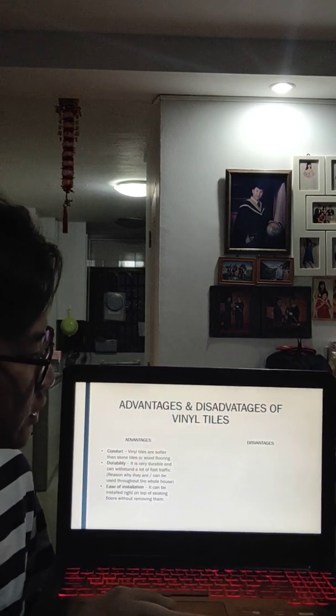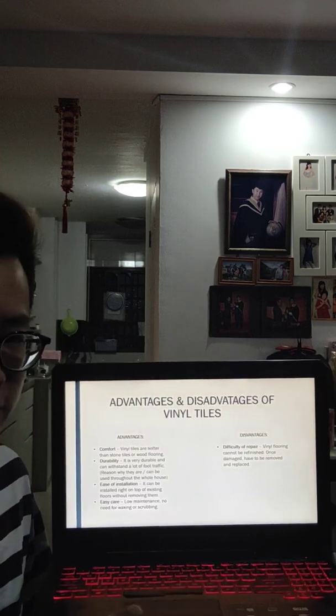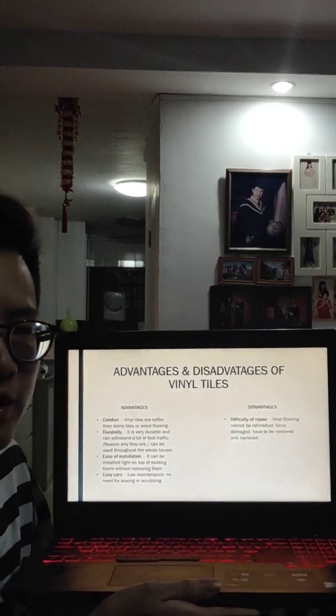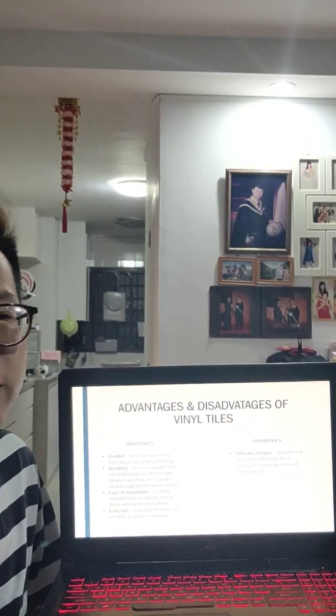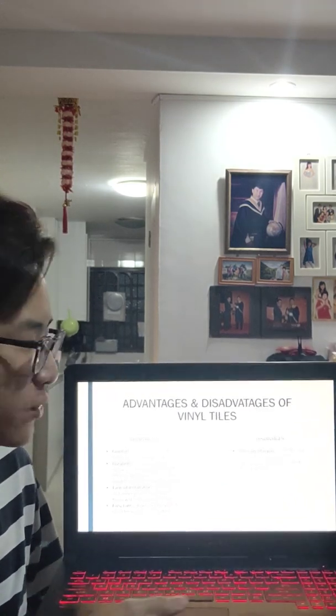So for the disadvantages, it's difficult to repair. So that means if one small part of your vinyl is spoiled, you have to change the whole thing. You cannot just, like normal tiles, replace one, but for vinyl you have to replace the whole thing.